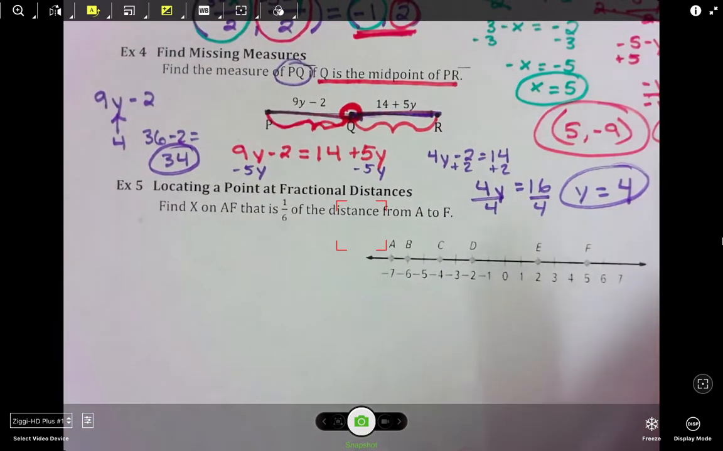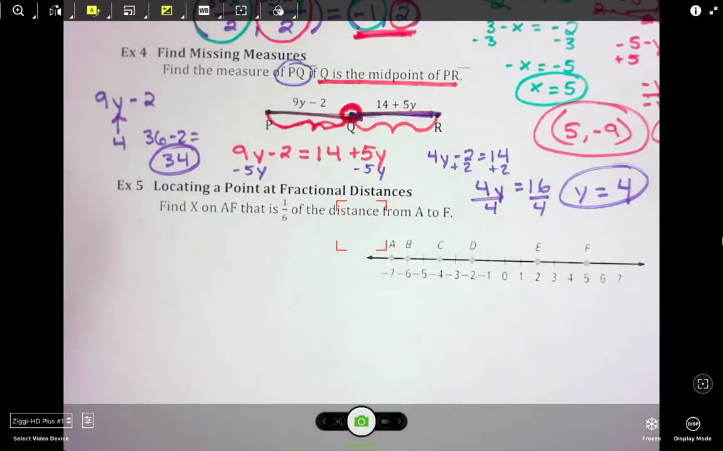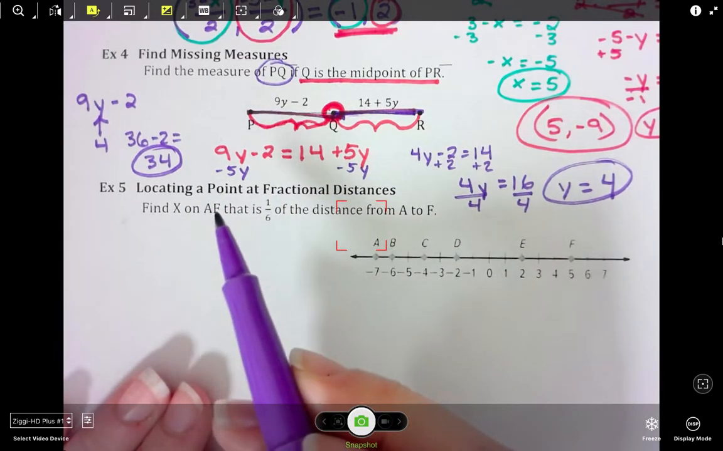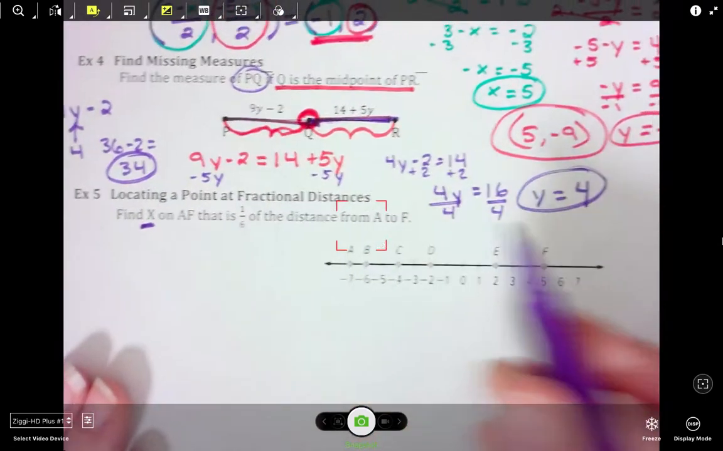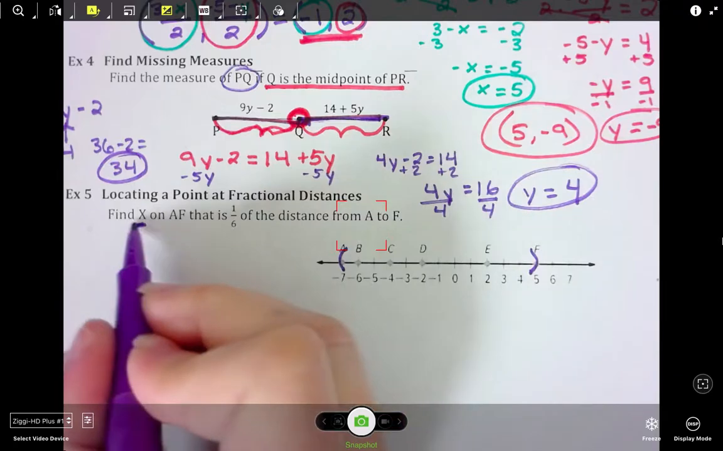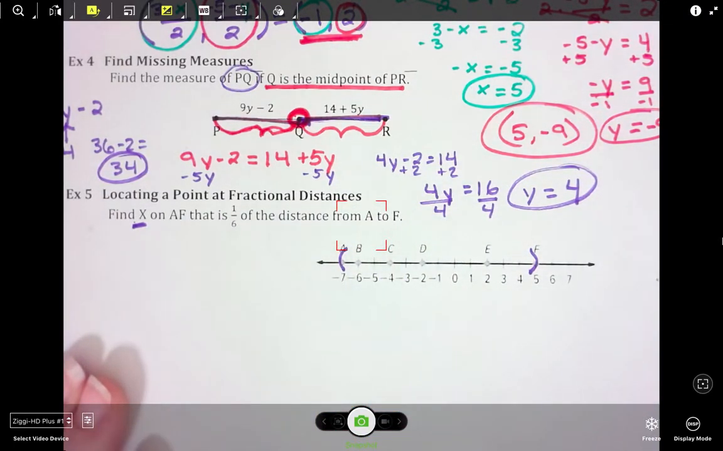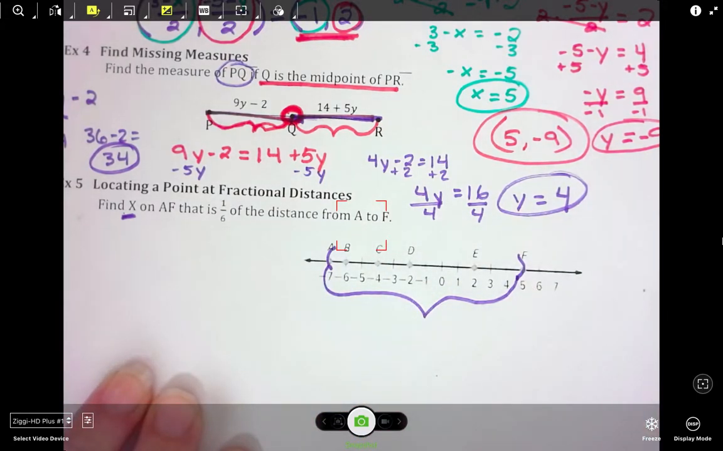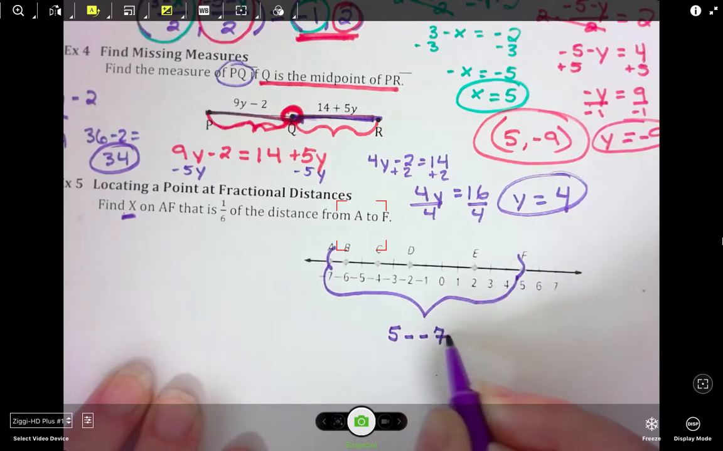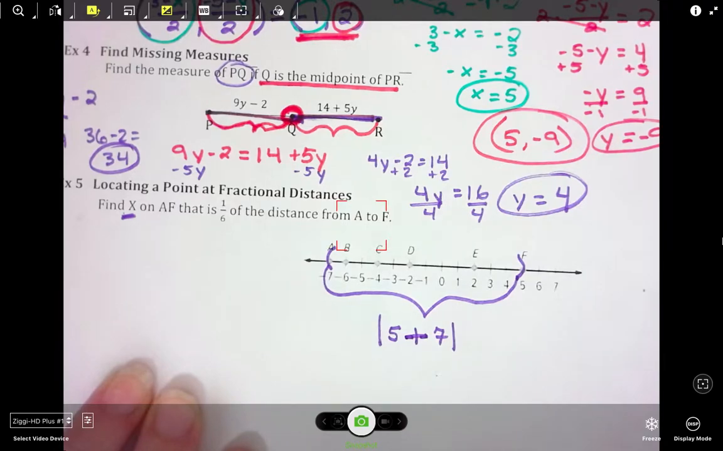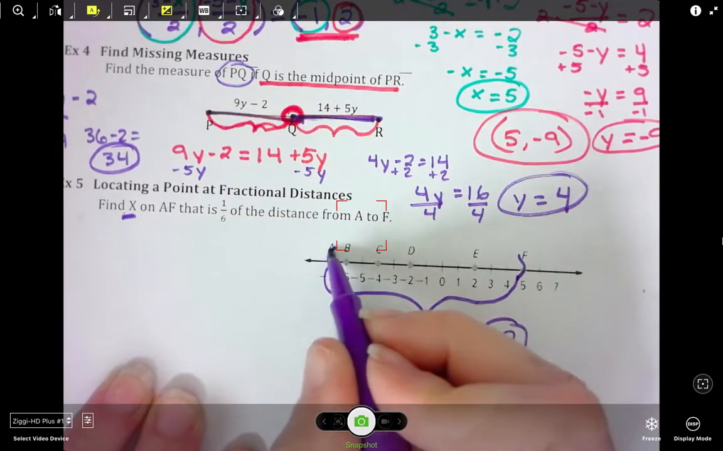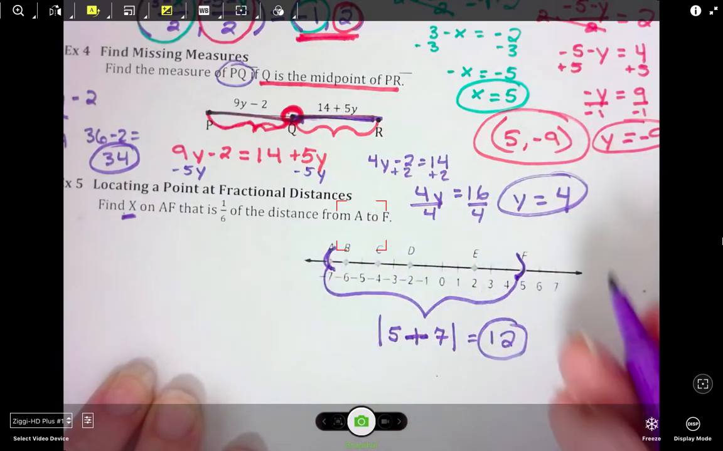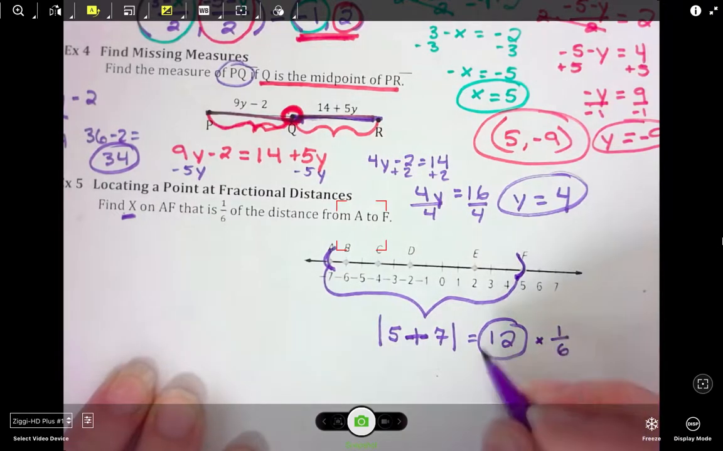Okay, so example 5, 6, and 7, the two examples on the backside plus this example, are going to be a little bit trickier when you're trying to find a fractional distance. They're taking some point x that lives from A to F, and they are trying to find where it is located if it is 1/6 of the distance from A to F. So let's figure out how long the distance from A to F is. It's going from -7 to +5. I take 5 and subtract -7, and take the absolute value, which is like 5 plus 7. So there are 12 units from A to F. If I'm only wanting to go 1/6 of the distance from A to F, 1/6 of 12, like multiplying by 1/6, is 2 units.